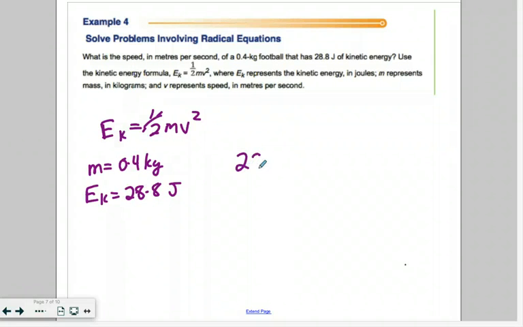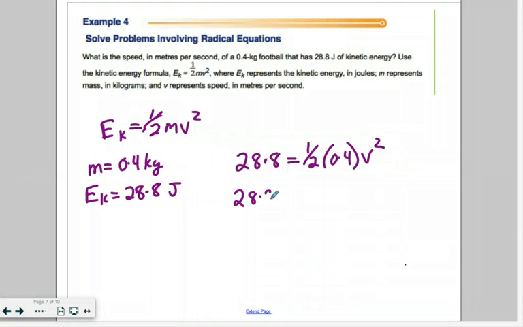So what we have is 28.8 is equal to 1/2 times the mass, which is 0.4, times V squared. And we're essentially solving for V. And I know some of you might be saying, oh, we need to include the units. We're okay in this class right now because we're not really looking at the conversion between joules per kilogram and how that relates to meters per second. So right now we're just looking at a formula that's been given and each of the units have been told to us.